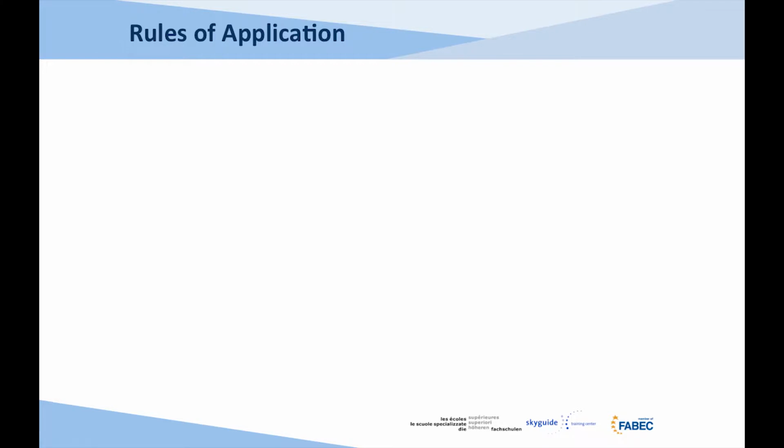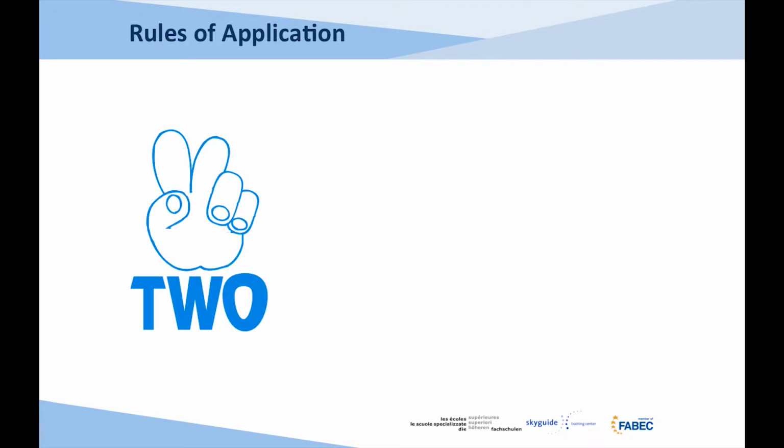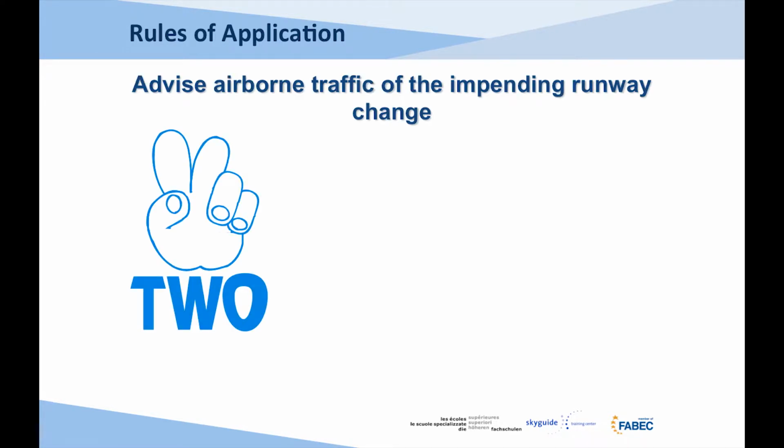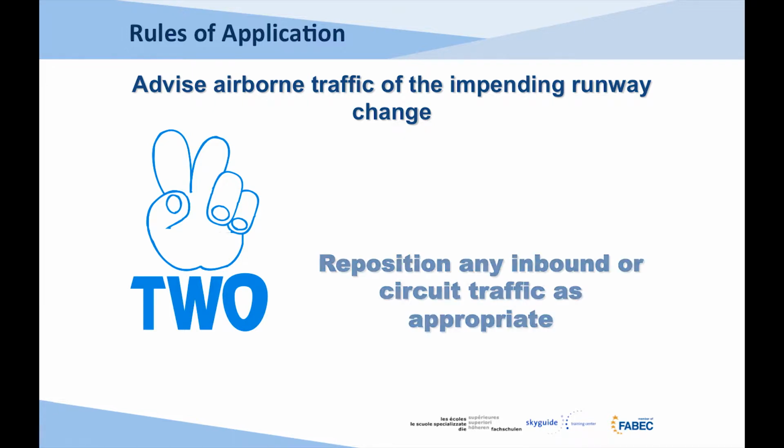Once you've done this coordination, you need to advise your airborne traffic of the impending runway change. You can do this with a general broadcast. "All stations, Omega Tower, runway change in progress. New runway will be 14. Stand by for further instructions." After that, start to reposition all your inbound and circuit traffic for the new runway.